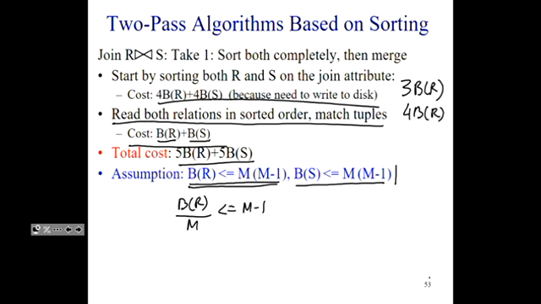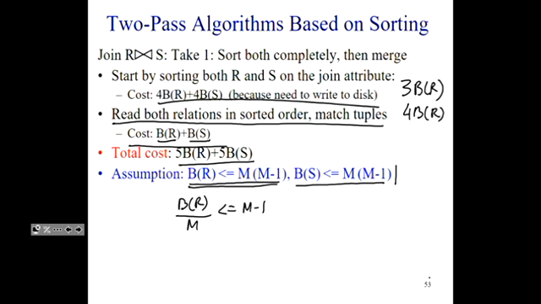The first constant, therefore, B of R plus 4B of S, where did the 4's come from? Okay, so the cost of sorting that we've seen in the past was 3 times B of R. So you read the data in once, you wrote out the sorted runs, you read the sorted runs in, and then that was it. So that was 3 times B of R.